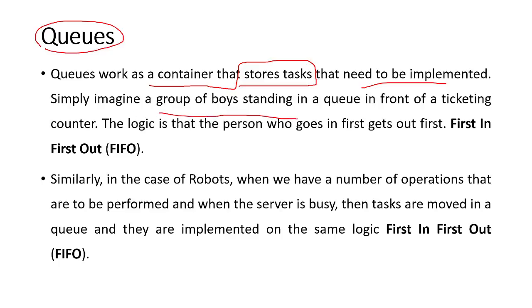So the author is giving a simple example here. Imagine a group of boys standing in a queue in front of a ticket counter in a theater. How will the persons in the queue be processed? The person who is first gets the ticket and comes out first. Exactly in the same way.